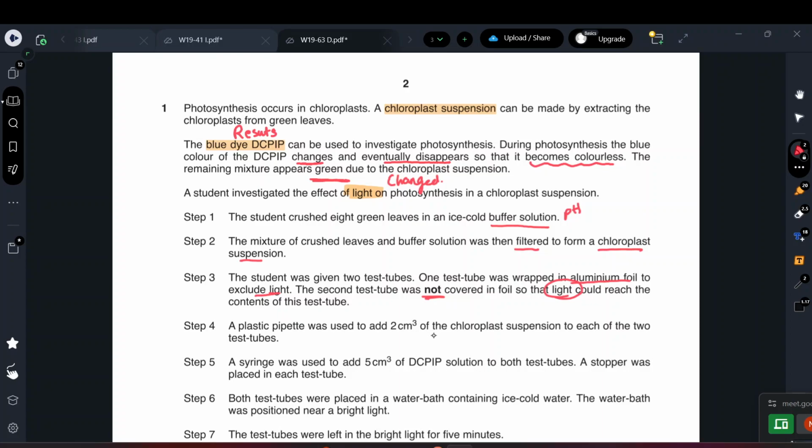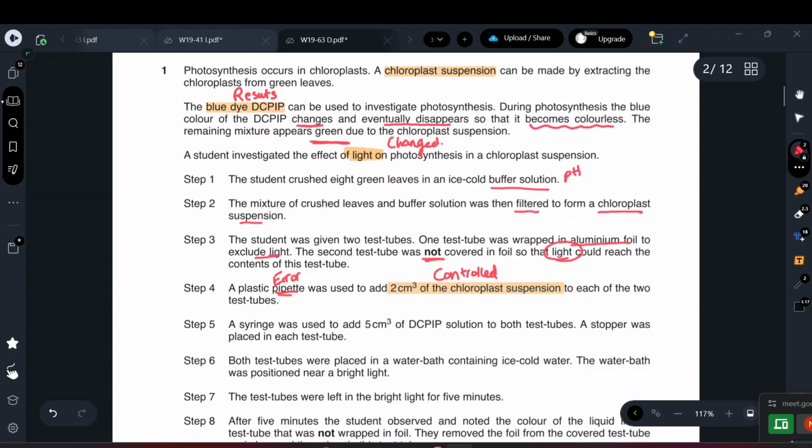A plastic pipette was used to add 2 cubic centimeter of chloroplast suspension to each of the 2 test tubes. I added the same volume of the suspension, so this is a controlled variable. Plastic pipette, we know that the pipette is not our best option because the volume might be a bit different. Okay, so this is an error. A syringe was used to add 5 cubic centimeter of DCPIP to each test tube, same volume for each, but this is a controlled variable, constant.